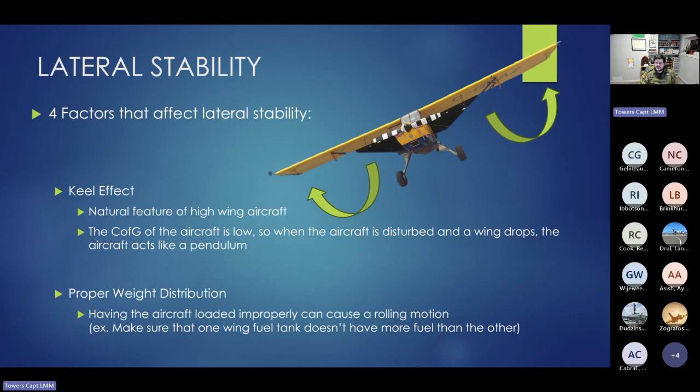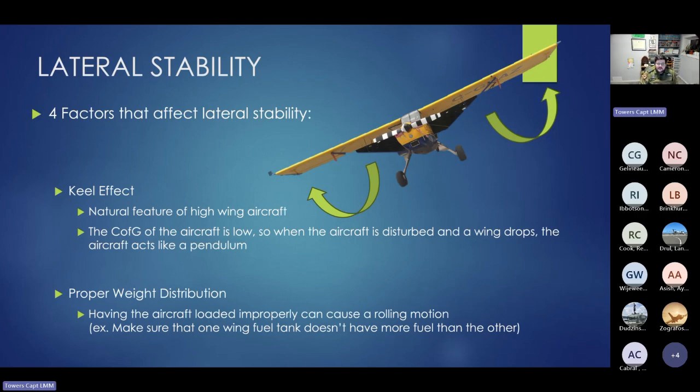Okay, so lateral stability: dihedral, sweepback, and then we have keel effect and proper weight distribution. The keel effect is a natural feature of high wing aircraft, and because the center of gravity of the aircraft is low compared to the wings, when the aircraft is disturbed and a wing drops, the aircraft kind of acts like a pendulum. On this model, it's a low wing aircraft, but I'll flip it upside down and we'll pretend that it's now a high wing aircraft. When one wing drops, all the weight is in the fuselage there, and it's going to want to swing it back like that. That's why it's called the pendulum effect, because it kind of looks like the pendulum of a clock swinging back and forth. That's one of the factors that can affect your lateral stability.